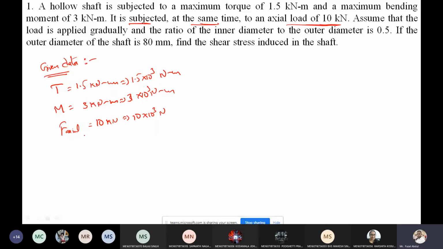Assume that the load is applied gradually. See the statement given here, the load applied gradually. The statement is very important. And the ratio of inner diameter to outer diameter is 0.5. If the outer diameter of the shaft is 80 mm, find the shear stress. The question is asking to find the shear stress.